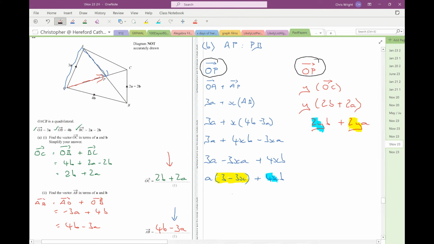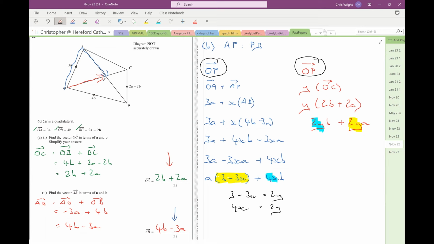So the number of A's in the blue route, 3 minus 3x, must equal the number of A's in the red route, 2y. And the number of B's in the blue route, 4x, must equal the number of B's in the red route, 2y. Look at that. I've got two equations in x and y, so I can solve them simultaneously.